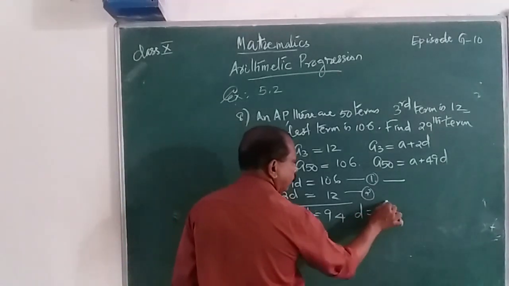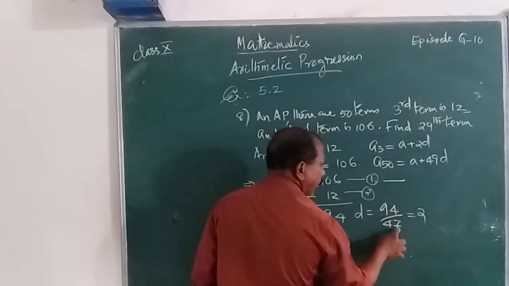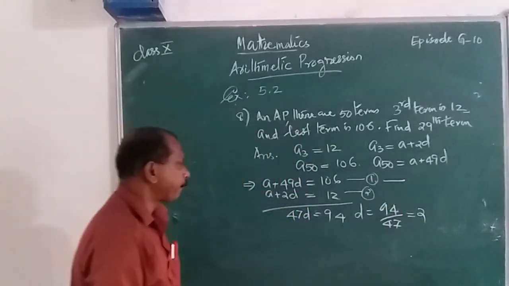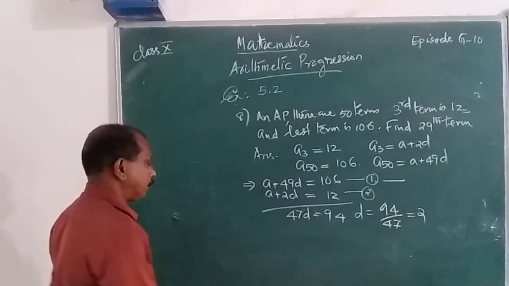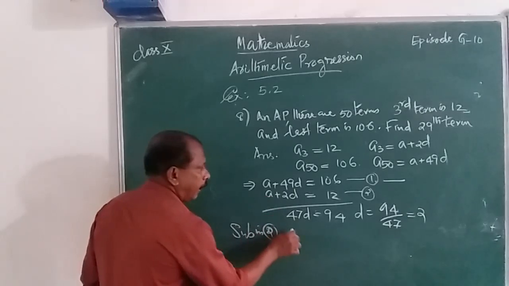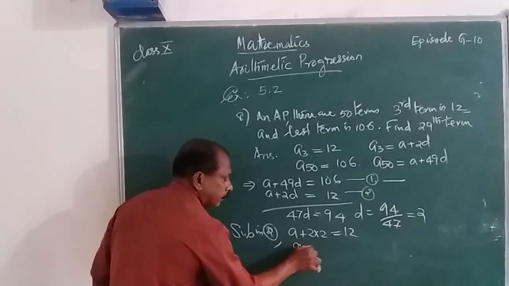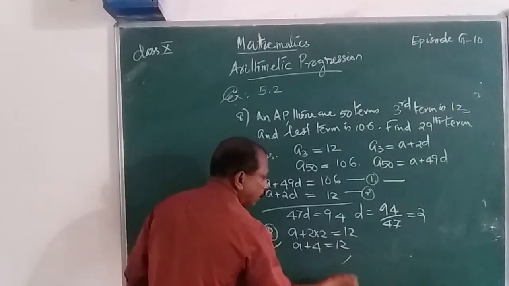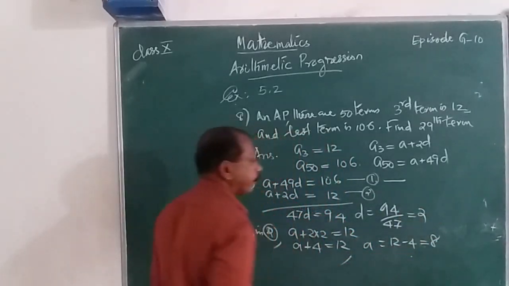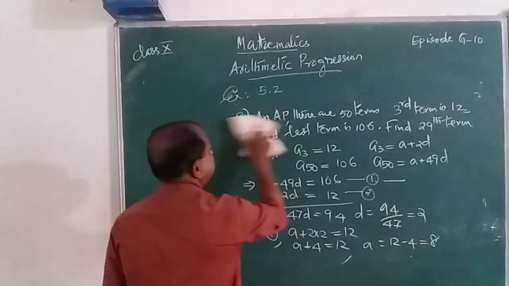Therefore, D is equal to 94 by 47. 47 2s are 94. Therefore, D is 2. Substituting D in the second equation: A plus 2 into 2 is equal to 12. That is A plus 4 is equal to 12. Therefore, A is equal to 12 minus 4, which is 8. Okay? Then we can find out the 29th term.